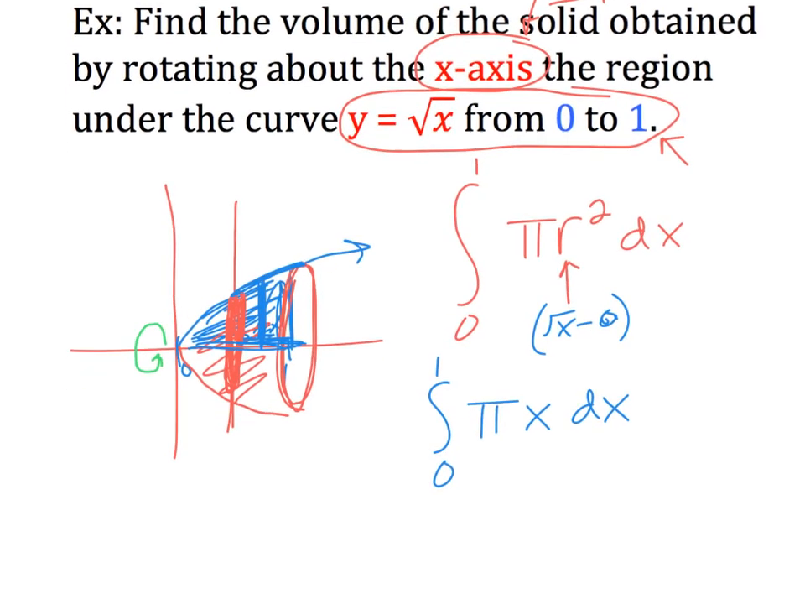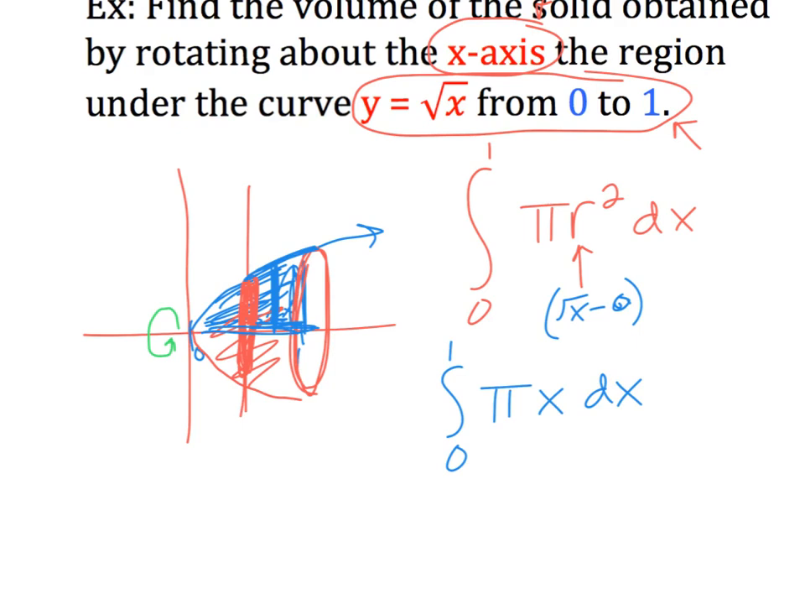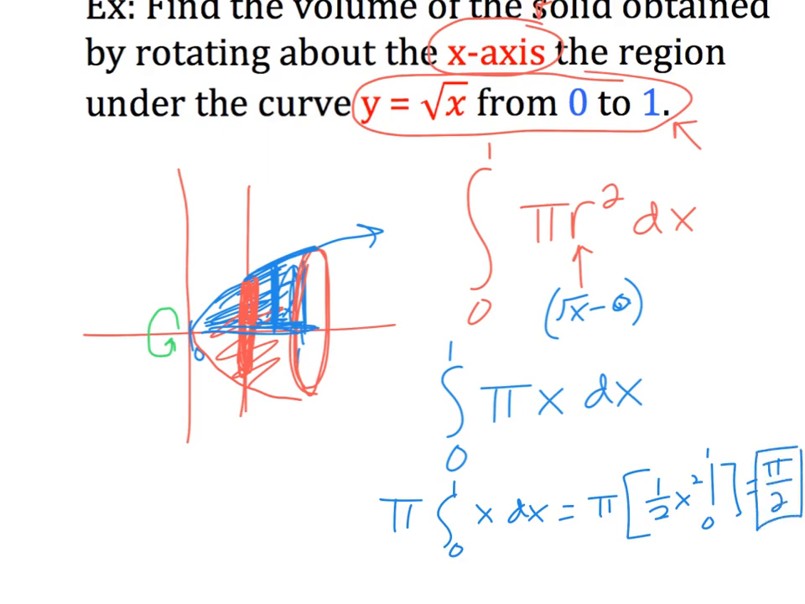And so to solve this, remember any coefficients you can factor out. So I can factor out a pi here and just deal with the antiderivative of x. And so it'll be pi, antiderivative is going to be 1/2 x squared, sub in 0 and 1. And if I sub in 1, I get a half. If I sub in 0, I get 0. So it looks like my answer is going to be pi over 2. And so that has a volume of pi over 2 units cubed.